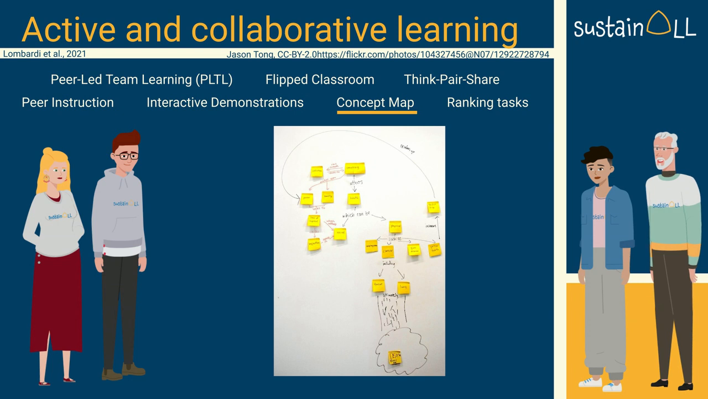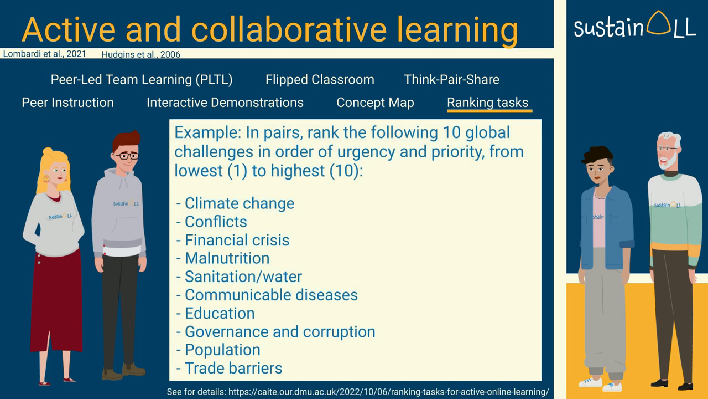Interactive demonstrations. Students predict outcomes of in-class demonstrations and discuss them with peers. Concept mapping. Groups collaborate to create visual diagrams that capture key relationships and processes within a discipline. Concept maps externalize spatial mental models, allowing for shared reflection and correction. Ranking tasks. Students collaborate to order or rank diagrams based on specific features. Here you see an example focusing on 10 global challenges.